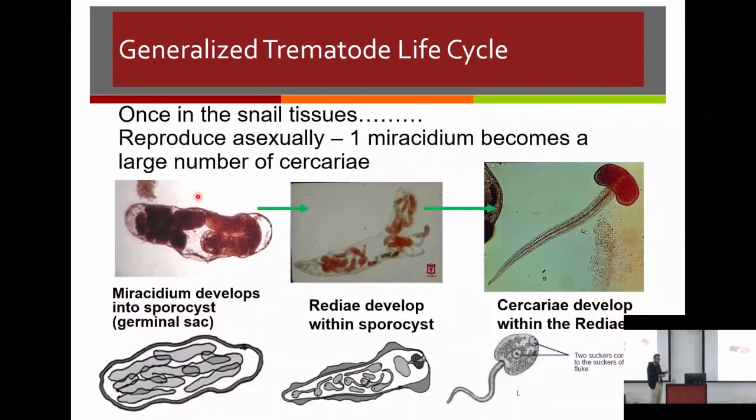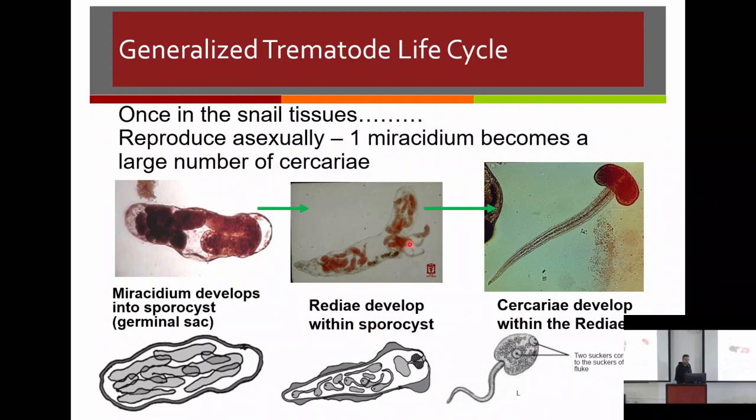In the next step, we can go a little bit more in detail on what is going to happen in the snail once the miracidium goes into the snail. So the asexual reproduction starts within the snail. One miracidium that goes into the snail becomes a large number of cercariae. How? First things first, this miracidium develops the sporocyst form in the snail. This is all happening in the snail.